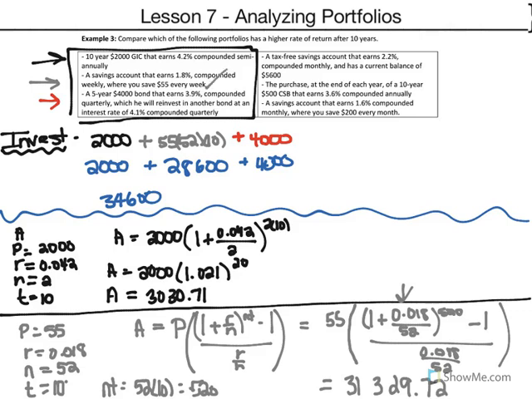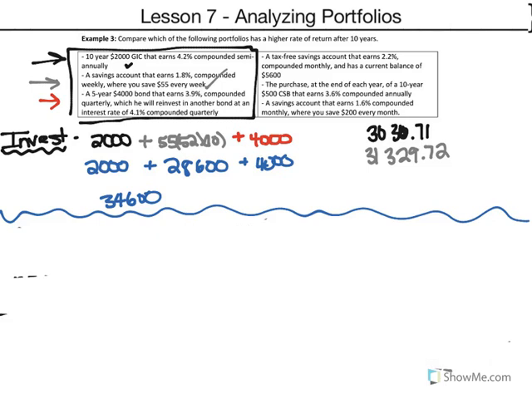So there are our first two. We've done that part of the portfolio, and we've done this part of the portfolio. Now we're going to do our last part. I'm just going to write this up here so I don't lose it. Our first one was $3,030.71, and our second one was $31,329.72. For part 3, we're doing a $4,000 bond. So A, P, R, N, T. $4,000 at 3.9%, so 0.039, compounded quarterly, so 4, for 5 years.